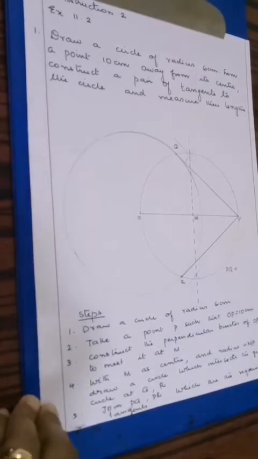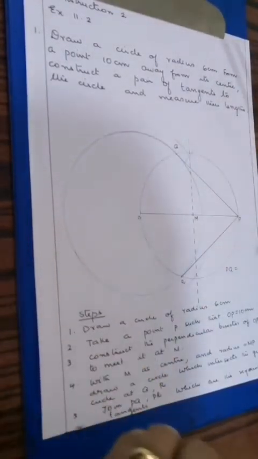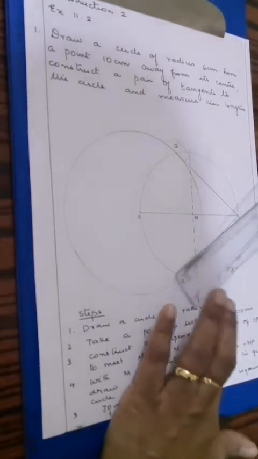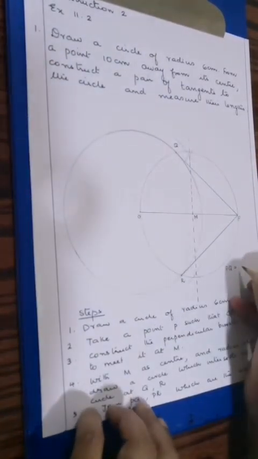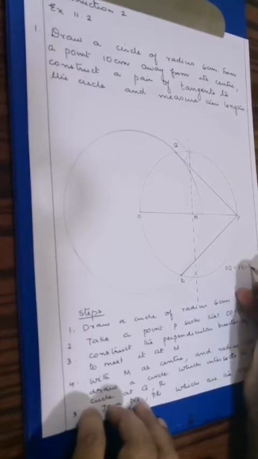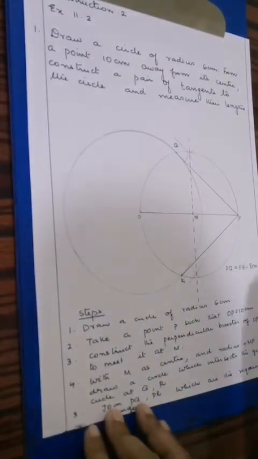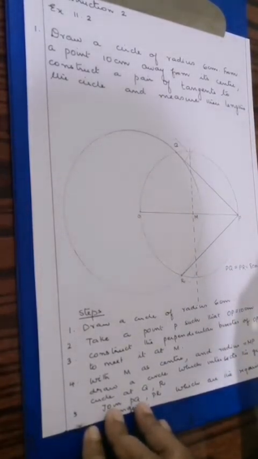PQ is equal to, let's check PR also. PR measure is also 8 centimeter. PQ is equal to PR is equal to 8 centimeter. That is construction 2 from exercise 11.2, question number 1.